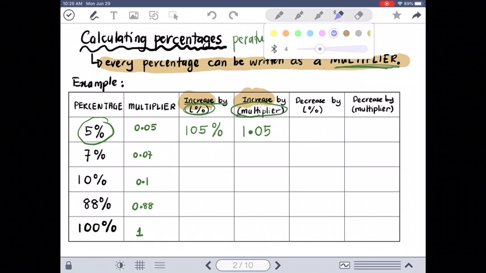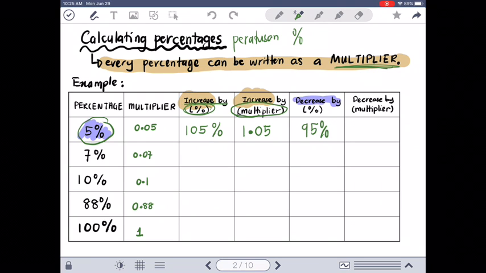The next concept, if it's decreased by 5%, it means that you have 100%, decrease by 5% leaves you with 95%. In terms of multipliers, it becomes 0.95. So basically, there's a difference between increase and decrease. Just take note of increase and decrease.